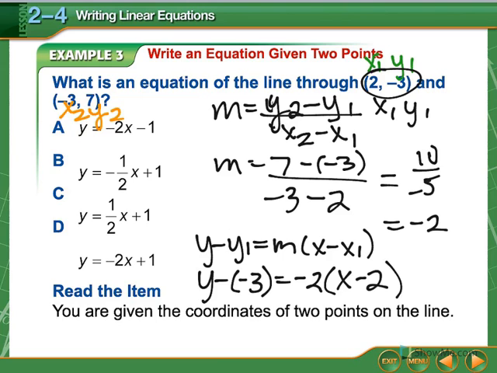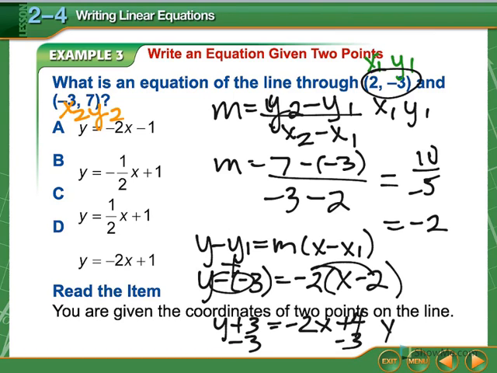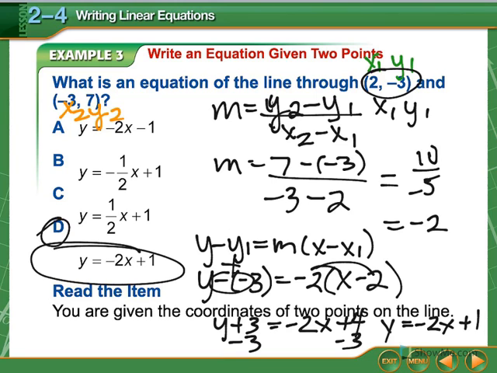Now, when I simplify, this becomes y plus 3 is equal to, distribute the -2, we get -2x plus 4, and I'm going to subtract 3 from both sides to get y equals -2x plus 1, which is D. Now I would like you to try a problem.